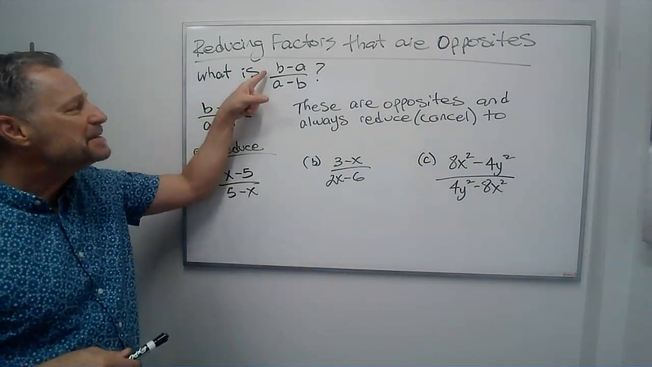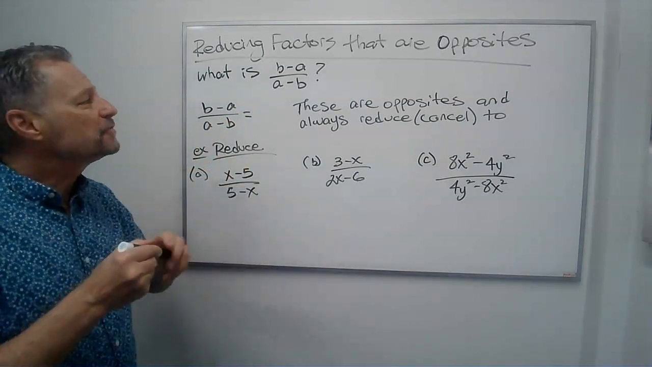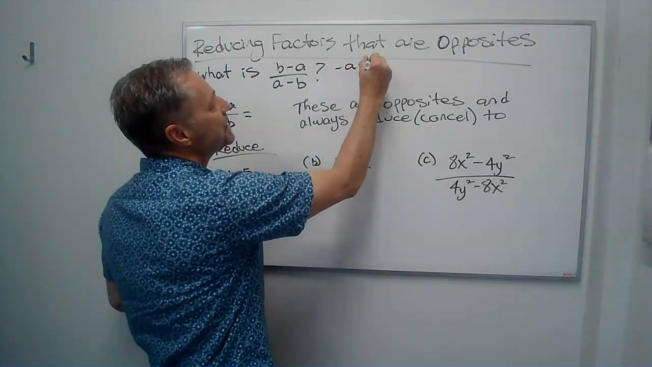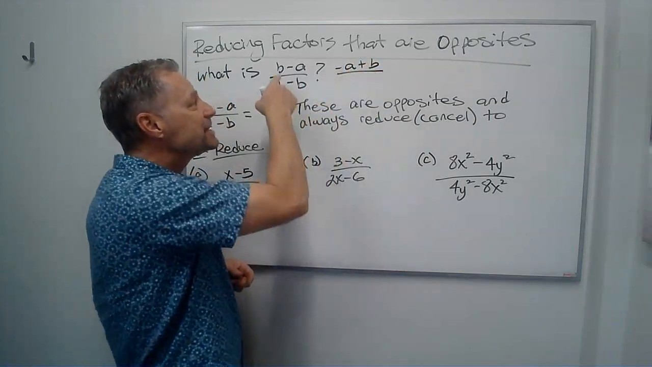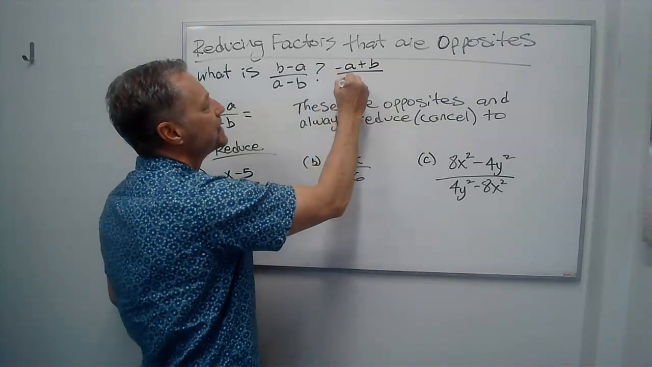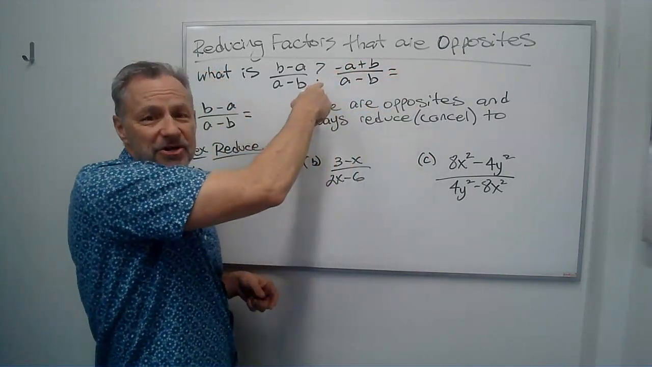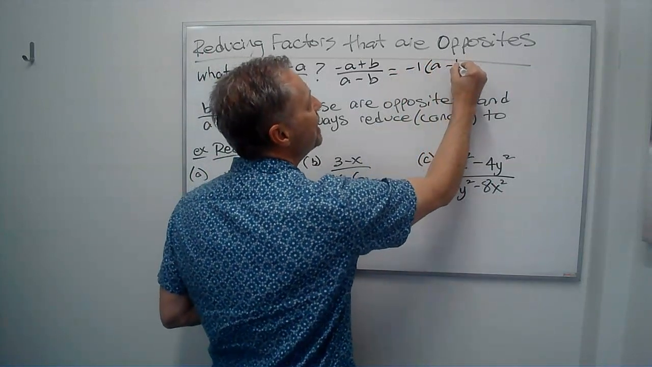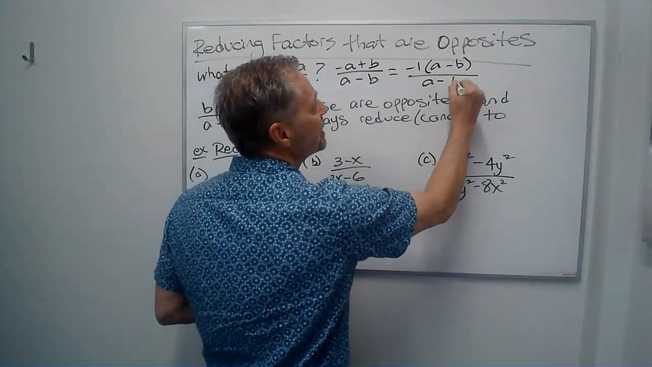So what is (b minus a) over (a minus b)? Well, if we look at it and do a little math, notice the top, I can change the order to negative a plus b, which is the same as b minus a. Down here I have a minus b. Well, I can factor a negative 1 out of the top. It's going to be negative 1 times positive (a minus b). And the bottom is still a minus b.